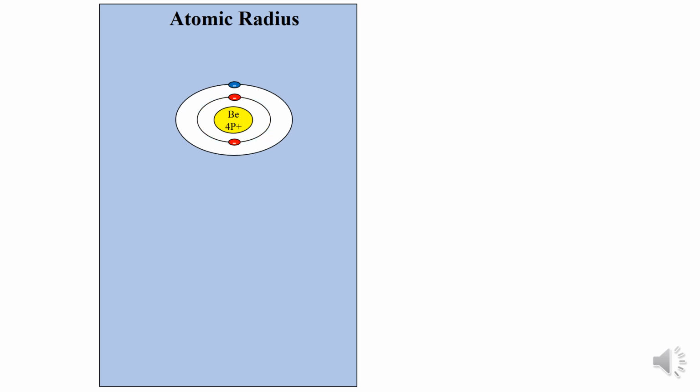I'll begin my session with atomic radius. Atomic radius is the measure of size of an atom, specifically the distance from the nucleus to the outermost electron shell in a neutral atom. I have color coded the core and valence electrons. Core electrons are highlighted in red, while the valence electrons are highlighted in blue.